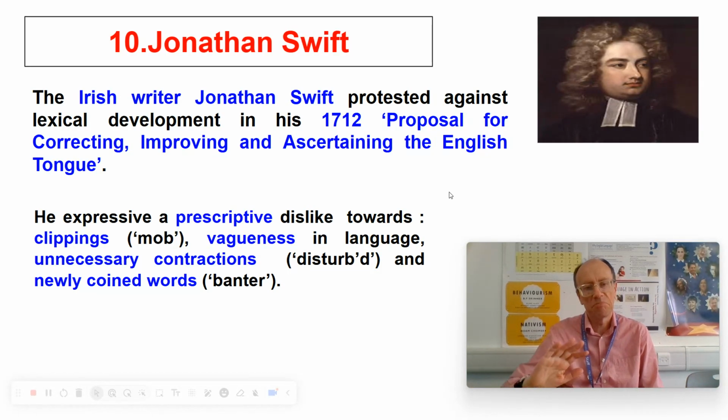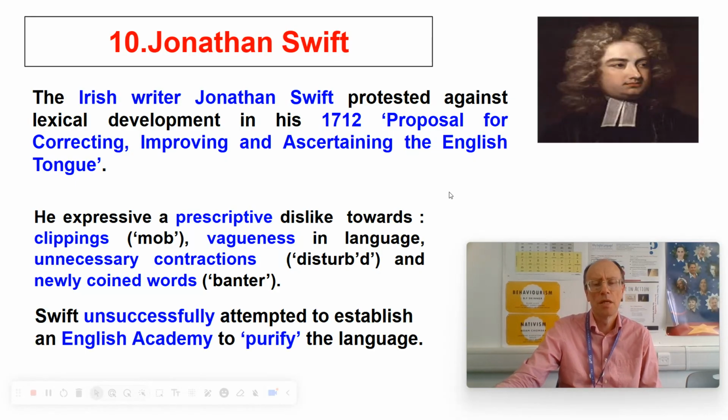Vagueness in language, didn't like that. Unnecessary contractions, like disturbed with the little apostrophe d on the end. And of course these ridiculous new coined words, like for example banter and shuffle. I mean, these words will never catch on, surely. So unsuccessfully he attempts to establish an English academy in 1712. He wants to purify the language, and he doesn't get support from the monarch at the time.